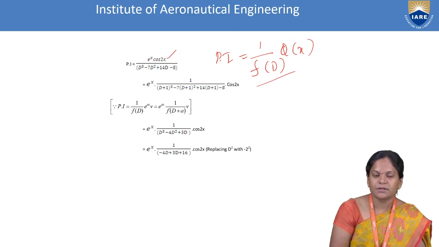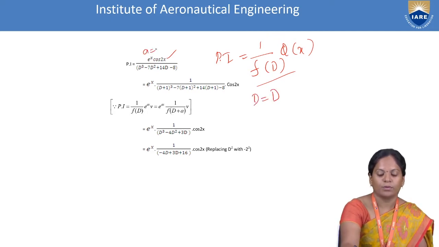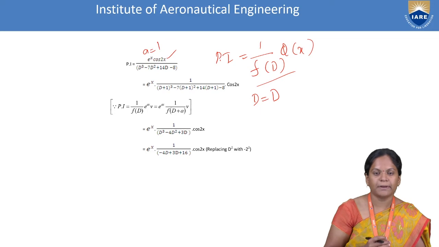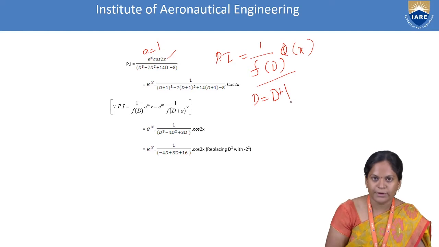Now what is the first step to get the particular integral? The first step is substitute d in place of d plus a. What is a here? 1. Consider only e power ax. The x coefficient is here 1. Now replace d with d plus a. A is nothing but 1. So take d equal to d plus a, that is d plus 1.